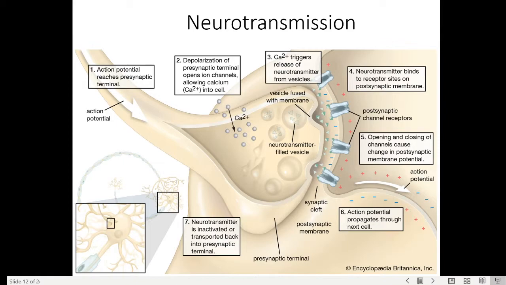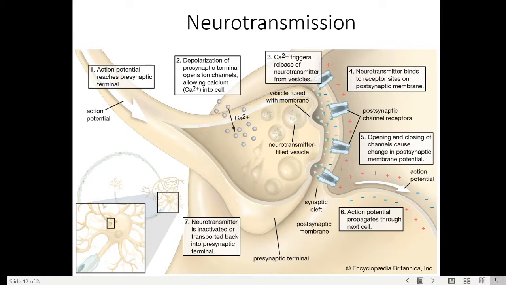The presynaptic terminal is the one that receives the cell's initial signal. We want to produce the signal for the other cell. That is the signaling.